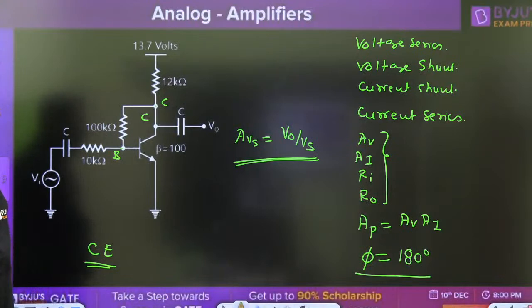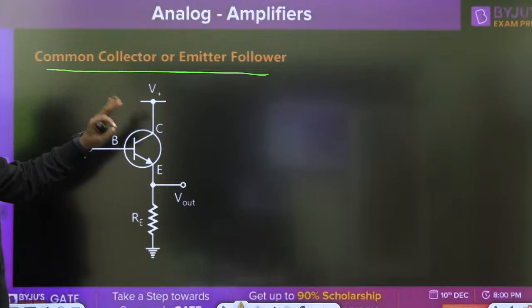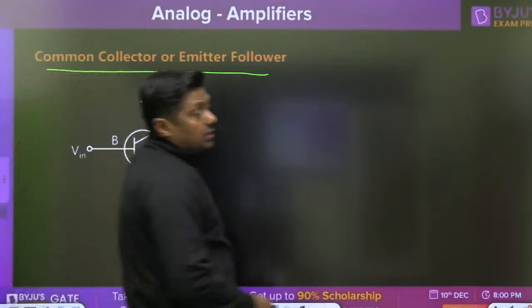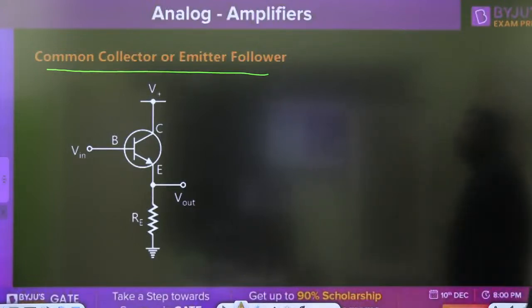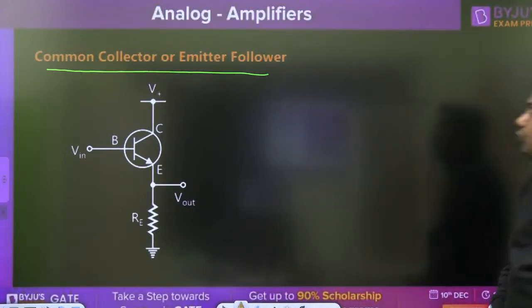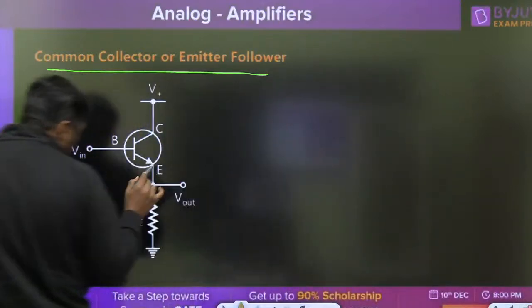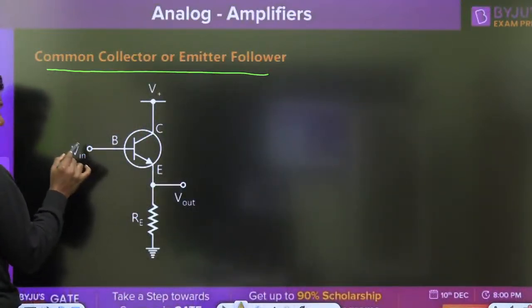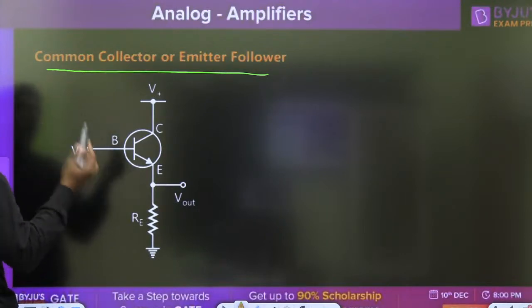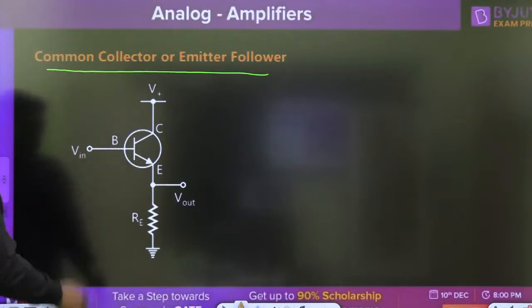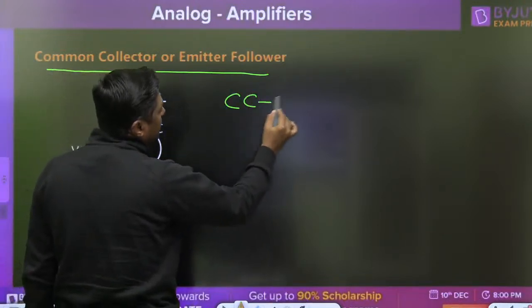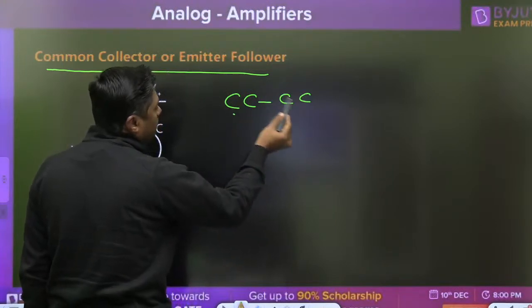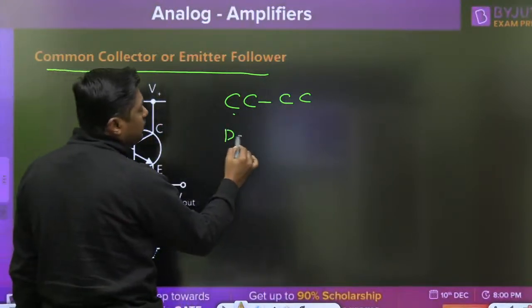Okay, but when we want to make buffer, then we use common collector or emitter follower. So sometimes we get that question from what? Common collector or emitter follower. We are getting the output from emitter and we are giving input to the base. That is called common collector or emitter follower. Now Darlington pair. We are designing the Darlington pair by using the common collector. Common collector followed by common collector, and we get the Darlington pair.